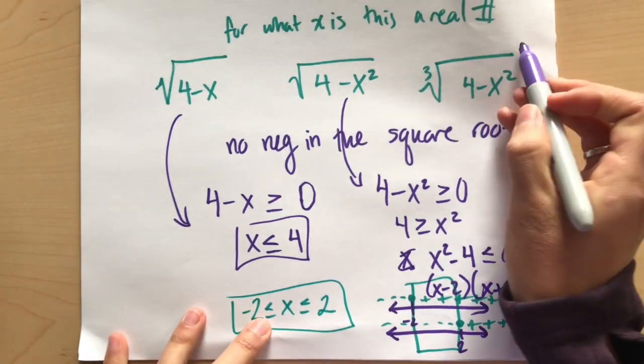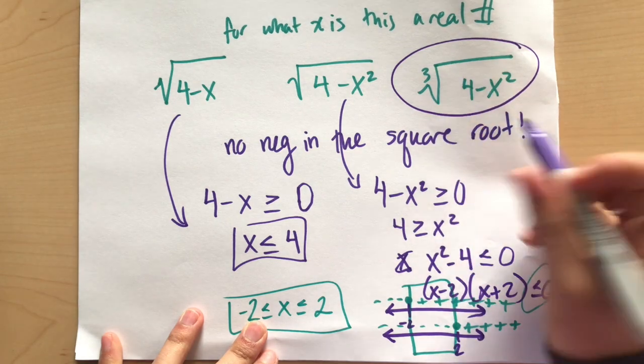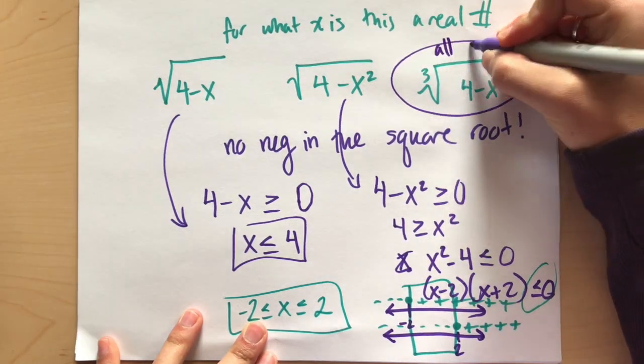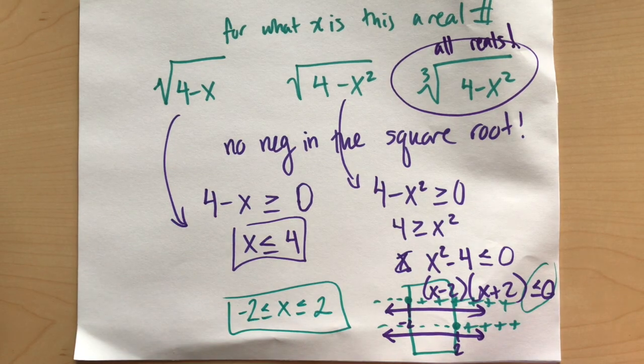And then the third one, that's a cubic root, which means it actually doesn't matter if the thing on the inside is negative or positive, which means that all real numbers are possible for x.